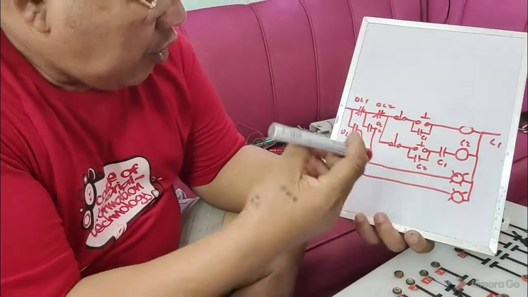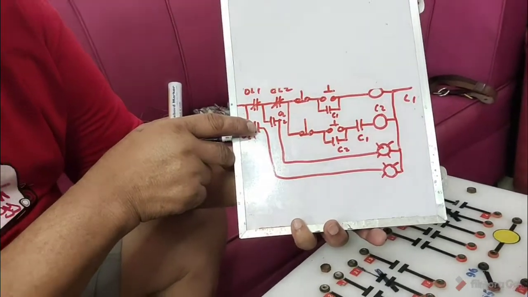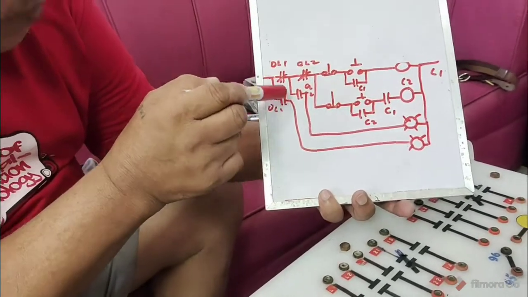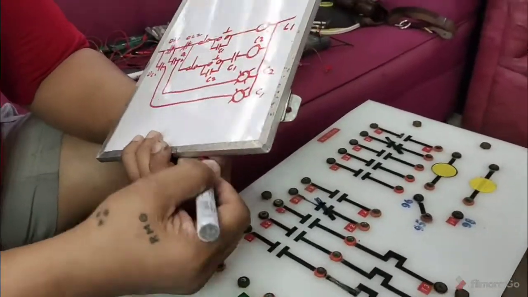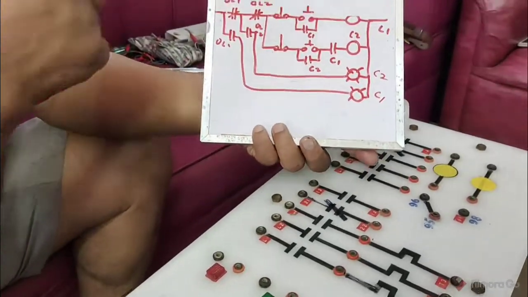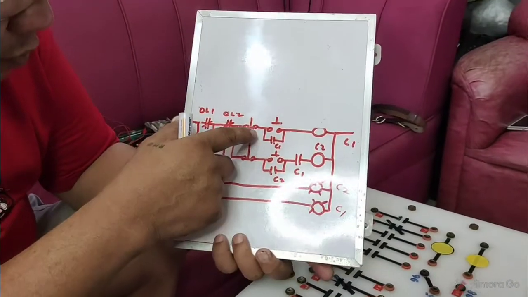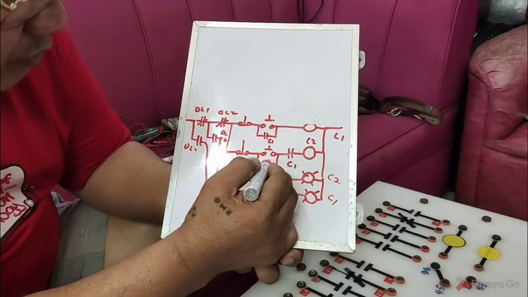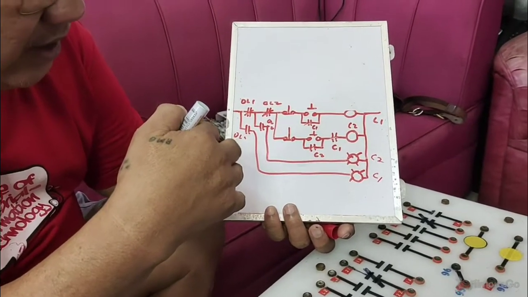You will notice that we now have the overload contact normally open and the normally closed contact. OL1 is for conveyor number 1 and this is for conveyor number 2. This trip lamp is for conveyor number 1 and this one is for conveyor number 2. And look at this. When I press the button, both contacts energize, then this will close, this will also close, meaning both motors or both conveyors are running.